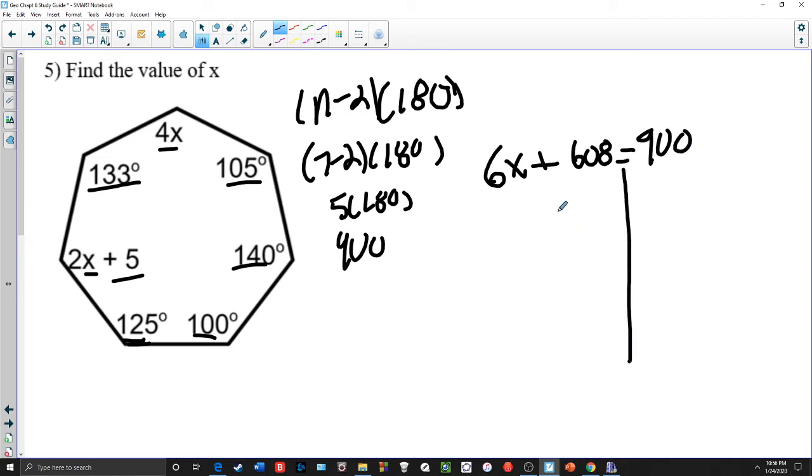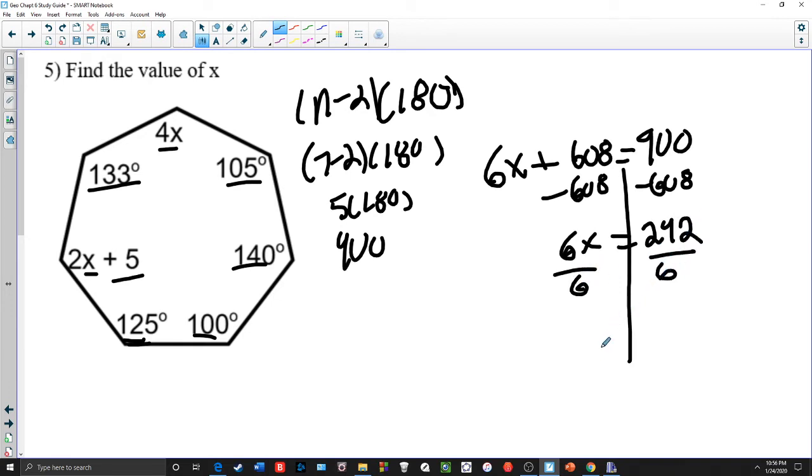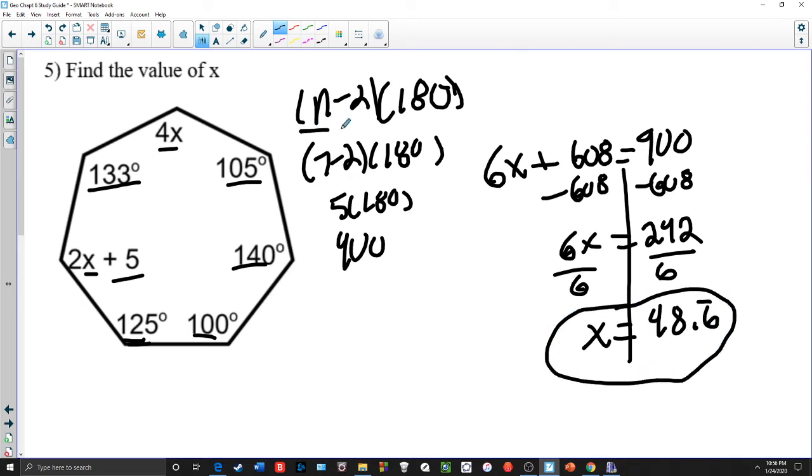And then you solve it through. Subtract 608, subtract 608. We get 6x equals 292. Divide by 6, divide by 6, and we get x equals 48.6 repeating. So again, you're still setting up an equation like always. It's just that you have to do this little n minus 2 trick to get there first, because you have to know what the equation has to equal to in order to be an equation. So that's kind of why we went down that route.